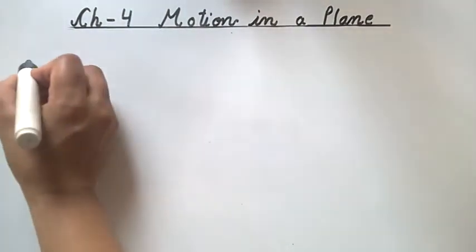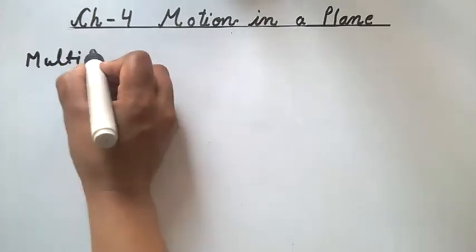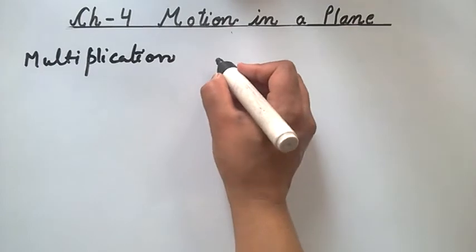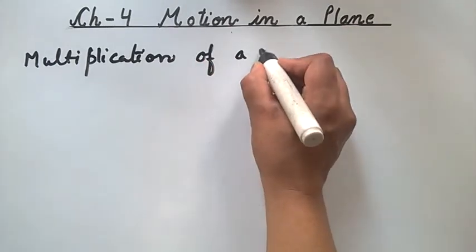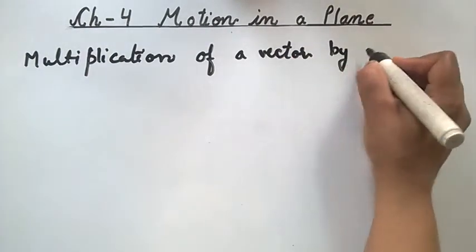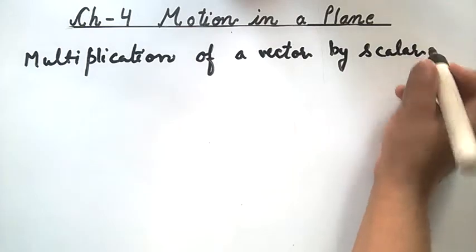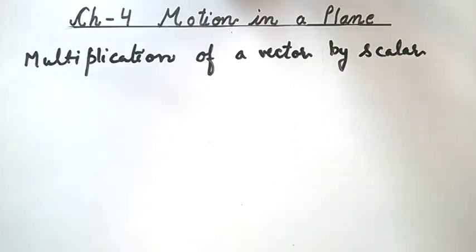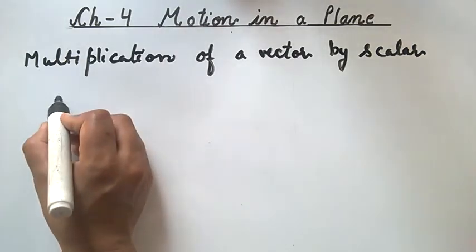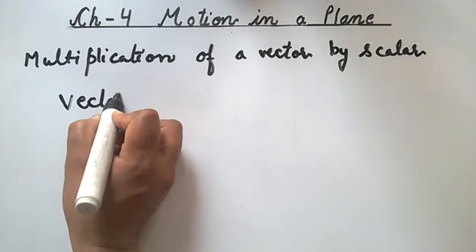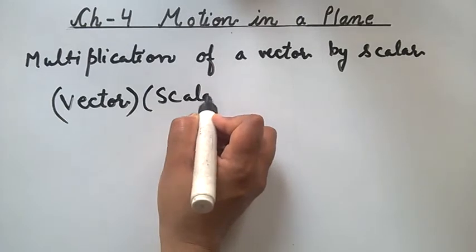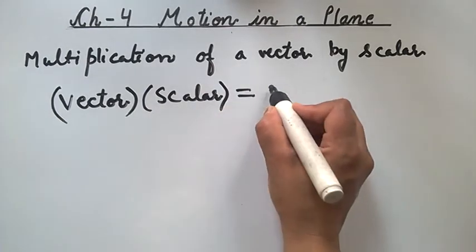Next topic is multiplication of a vector quantity by a scalar quantity. When we multiply any vector quantity by a scalar quantity, we will get a vector only. That is, vector into scalar gives vector.